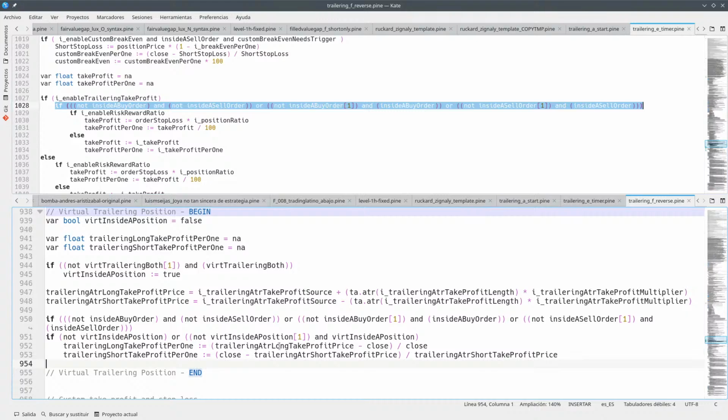So that means that if you are inside the position and you also were before, you don't want to calculate this. Yeah, okay, well, it doesn't matter.